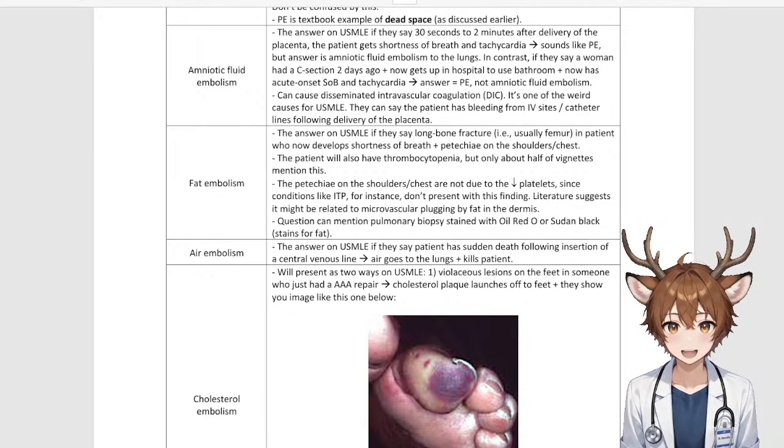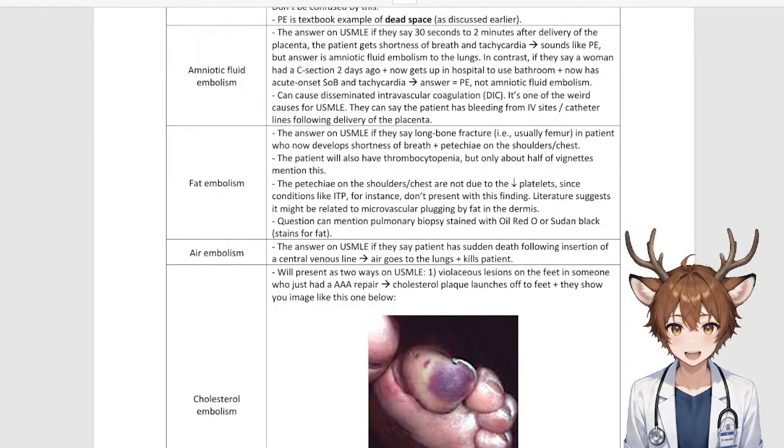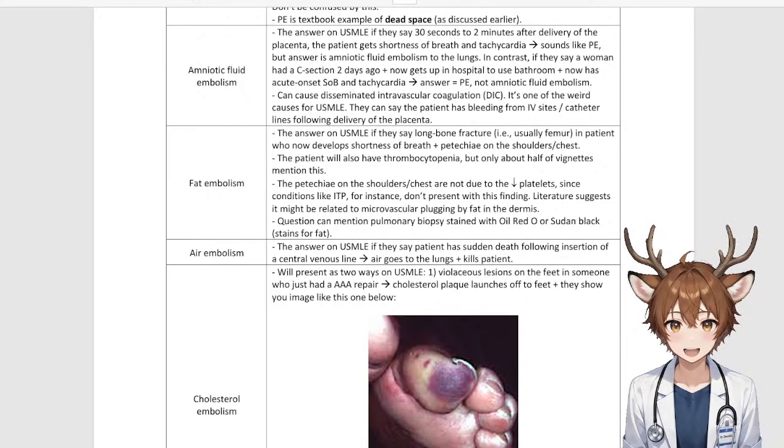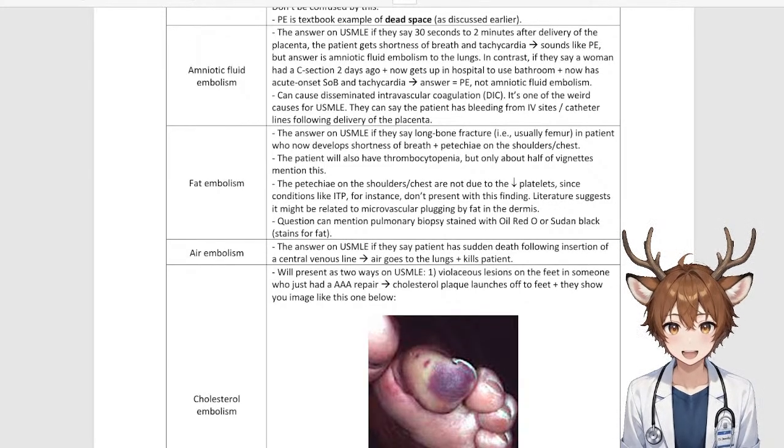Air embolism. The answer on USMLE, if they say the patient has a sudden death following insertion of a central venous line, would be that the air goes to the lungs and kills the patient.